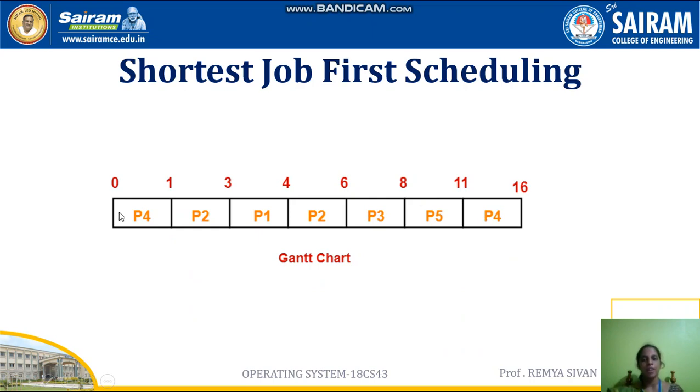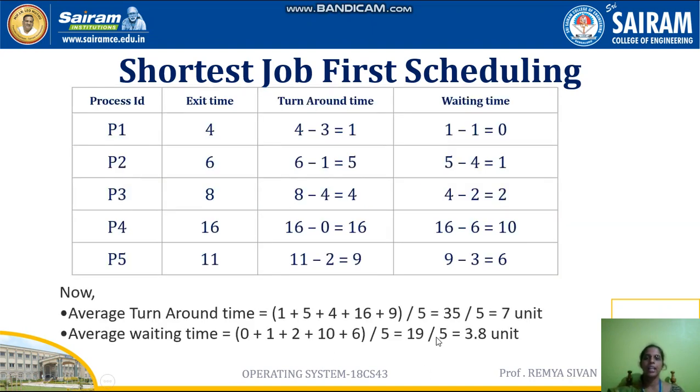Then P4's total burst time was 6. Out of 6 they executed for 1 millisecond, so the remaining 5 milliseconds they will be executing. So this is the Gantt chart. And how to calculate turnaround time and waiting time: turnaround time is exit time minus arrival time.